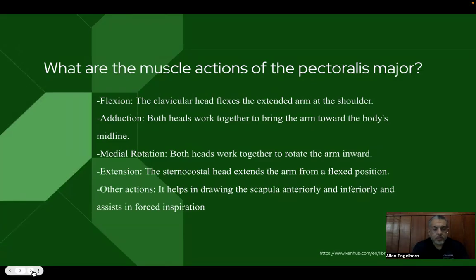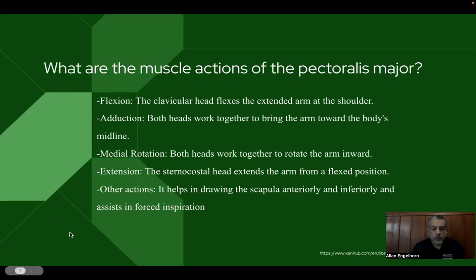So what are the muscle actions of the pectoralis major? We have flexion. So the clavicular head flexes the extended arm at the shoulder. We have adduction, where both heads work together to bring the arm toward the body's midline. We have medial rotation. Both heads work together to rotate the arms inwards. We have extension. The sternocostal head extends the arm from the flexed position. And then we also have drawing the scapula anterior and inferiorly, and it assists with inspiration.